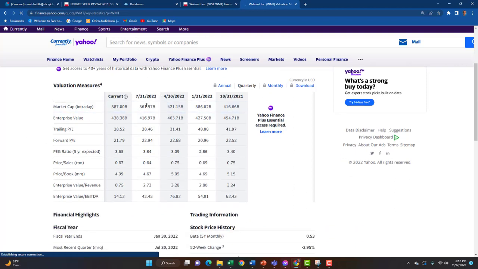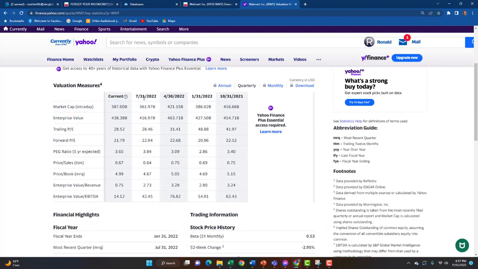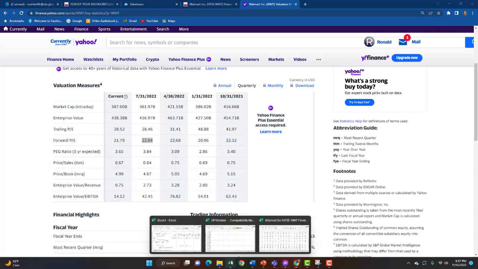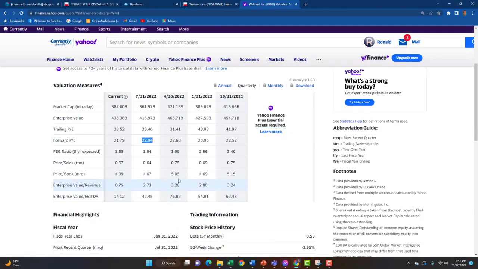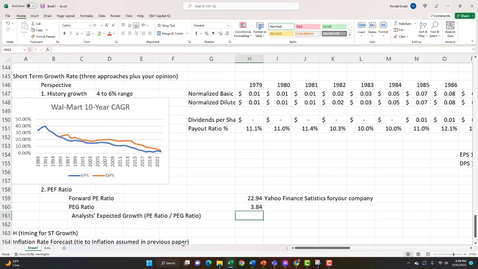I'm going to use the last quarter available. I'm not going to use current because it can get distorted. So their forward PE is 22.94, and their PEG ratio is 3.84. So that gives you expected growth, the PE ratio divided by that. You need to take that whole thing and divide by 100, and that gives you 5.97%. Real consistent with the history. Essentially, they think they're going to go somewhat flat on earnings growth. So that gives me a second number.